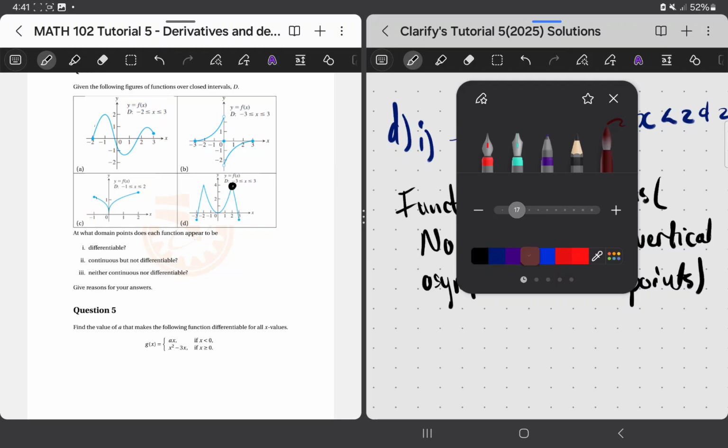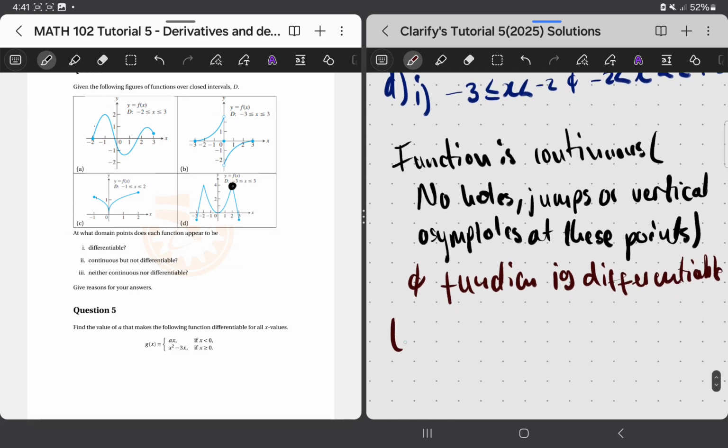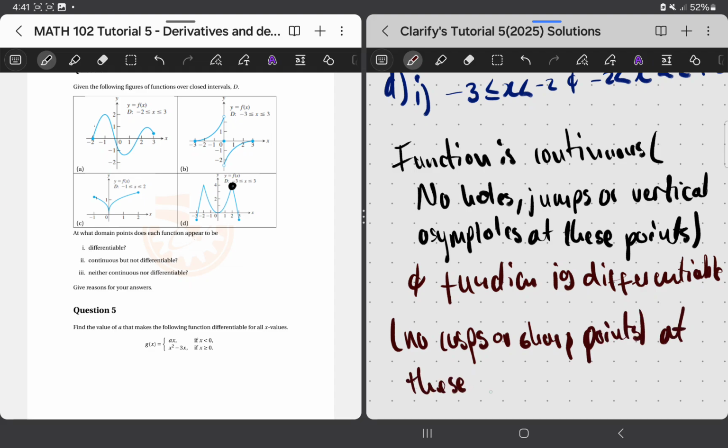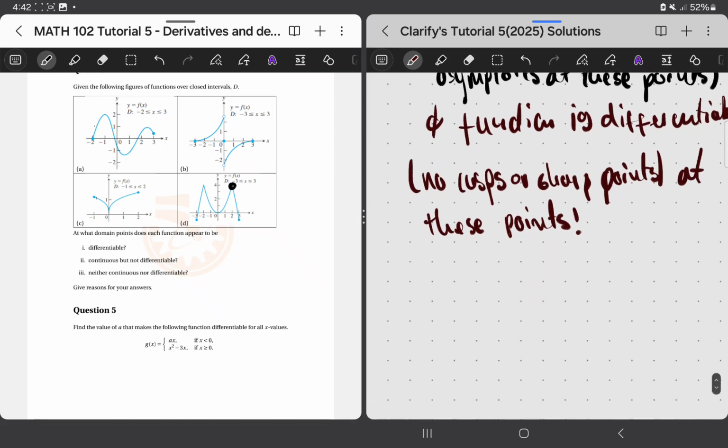And also you can say the function is differentiable. Why? No cusps or sharp points at these points. Okay, so here now we do part 2.